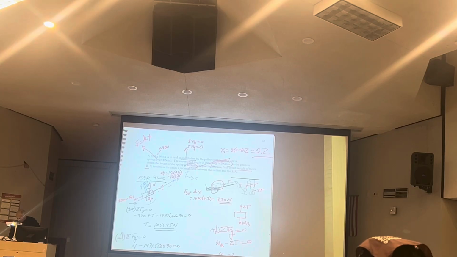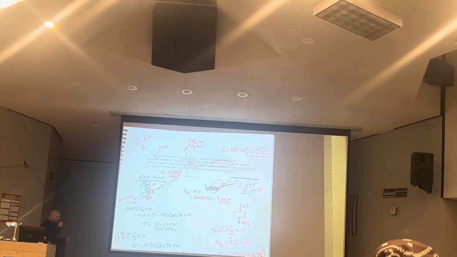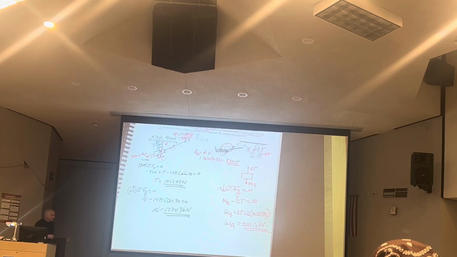WB is equal to 2T, which is 2 times 1055.75. That cable tension has not changed. WB, therefore, is equal to 2111.5 newtons. Done. Yeah, I got you. Okay, how about that?